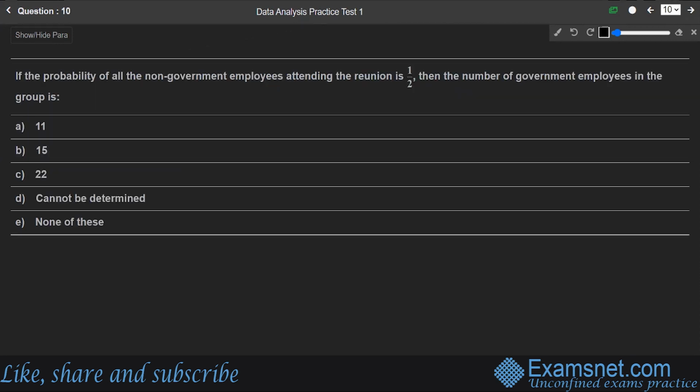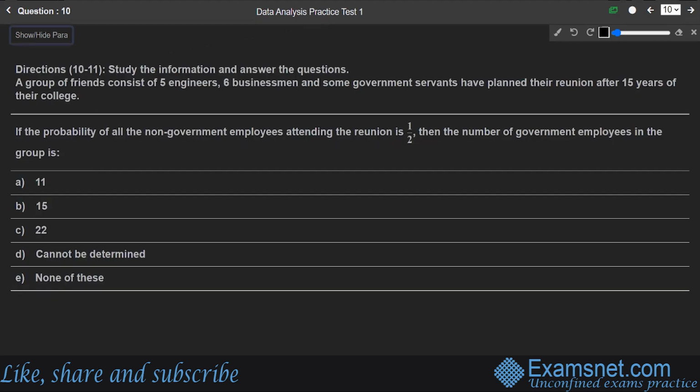Okay, now a group of friends consists of 5 engineers, 6 businessmen, and some government servants. The number of government servants is missing. They have planned their reunion after 15 years of leaving the college. If the probability of all the non-government employees attending the reunion is 1 by 2, then the number of government employees in the group is, okay.